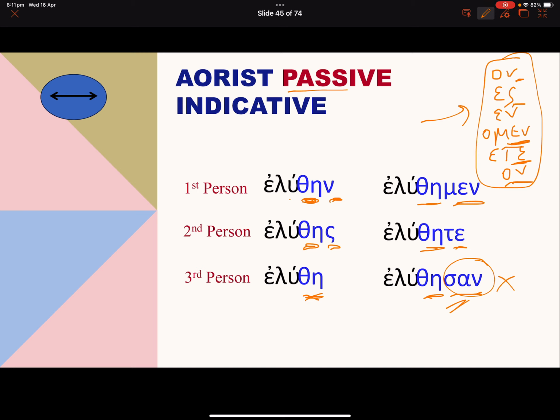And so you just have to remember that the main way that you're going to be able to tell that you're in the aorist passive is not so much these endings, but rather this tense formative. So that's going to be your clue. When you see that theta eta, you know that you're in the aorist passive.